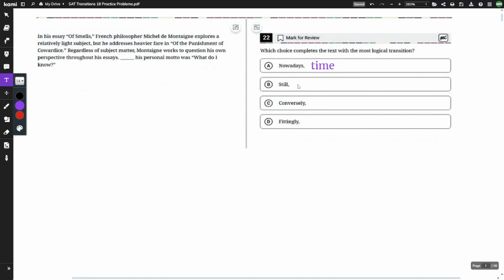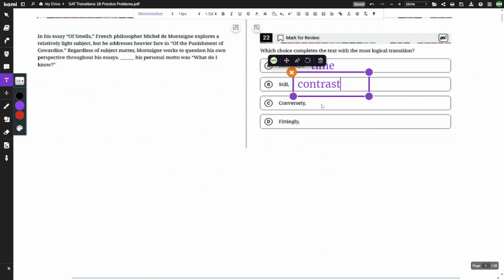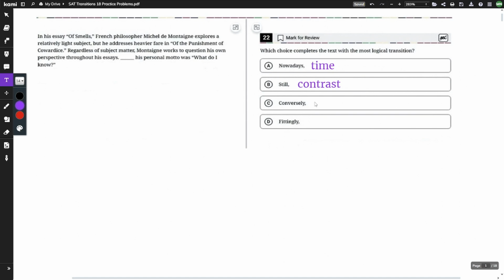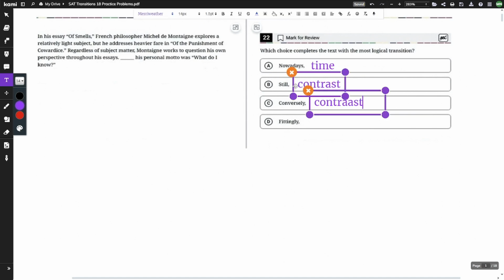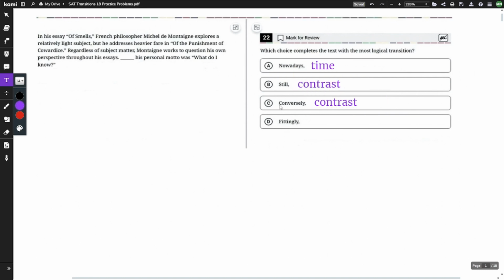Then we have still, this one is for sure contrast because this is on that doc. I don't think nowadays is on the doc though. Conversely is also going to be contrast, and if you remember, even though these two are contrast, conversely is one of those special words, so I'm gonna hold off on just crossing these two out. But I will keep it in the back of my mind that these are both contrast words.